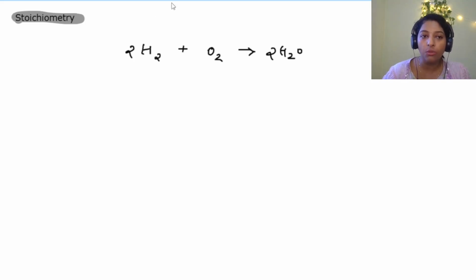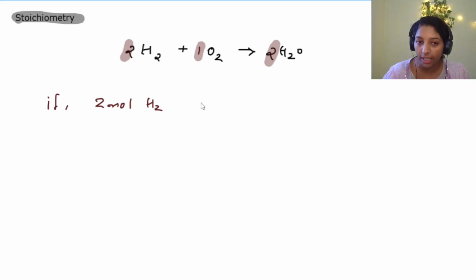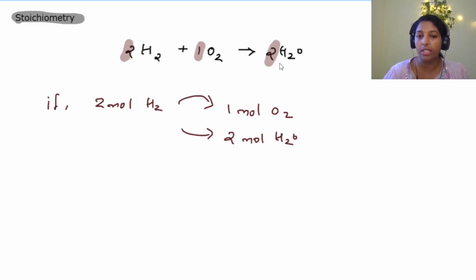Okay, so what do these coefficients mean? What do they actually stand for? There is 2H2, there is 1O2 and 2H2O. These numbers actually represent their moles. It's not the actual mole, but the ratio. So what is the meaning? If 2 moles of hydrogen is there, so it's an if clause, right? If 2 moles of hydrogen is there, it requires 1 mole of oxygen and it will form 2 moles of water. That is the meaning. So this coefficient is actually their number of moles, but just like a ratio.